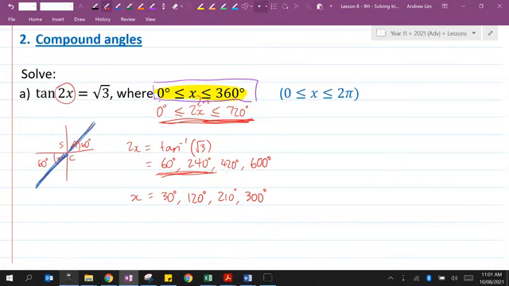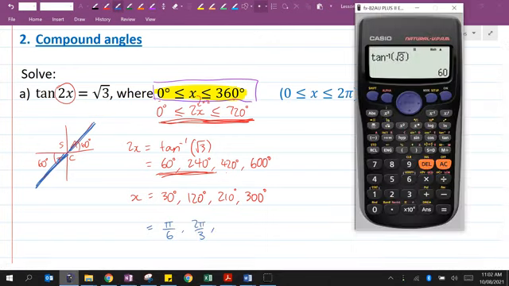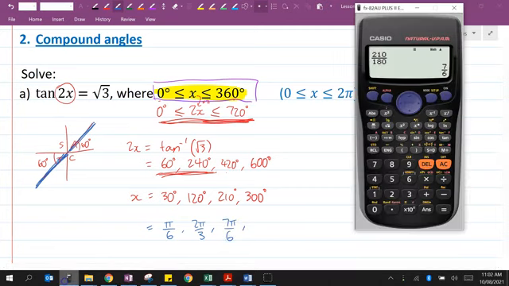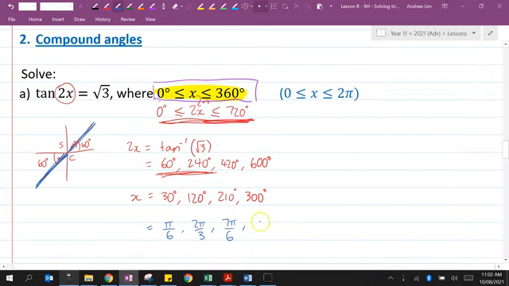Of course, if the question asks us to put it in radians, we can convert them to radians, divide them all by 180. So that's pi on 6. 120 on 180 is 2 pi on 3. 210 on 180 is 7 pi on 6. And 300 on 180 is 5 pi on 3.